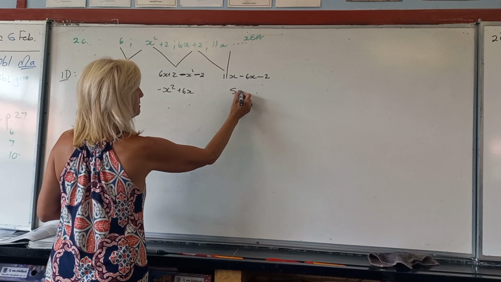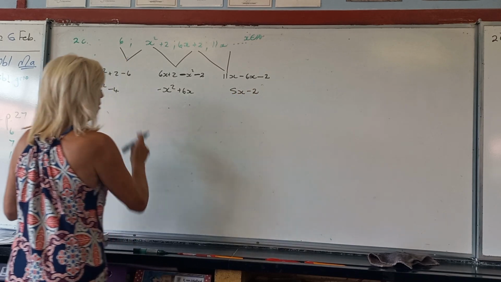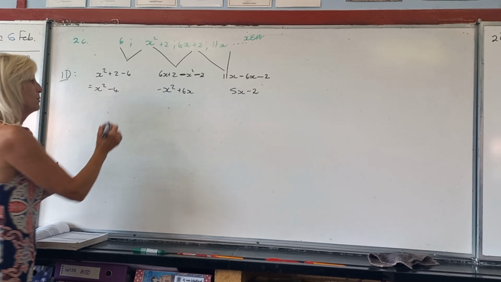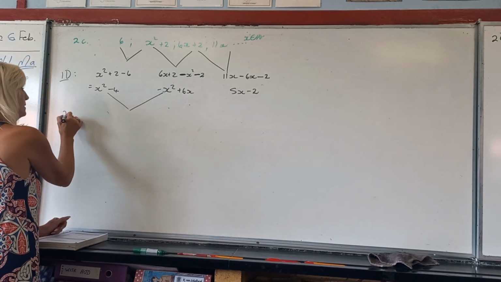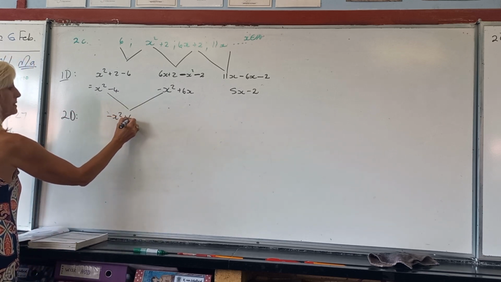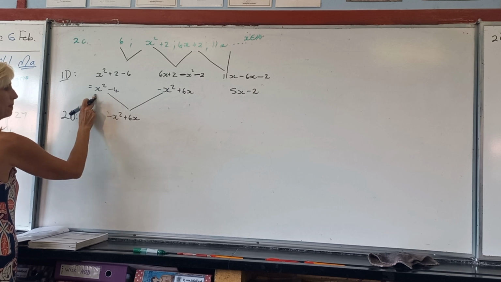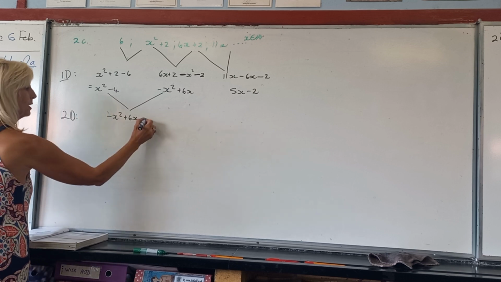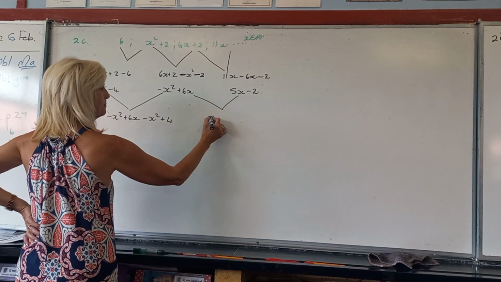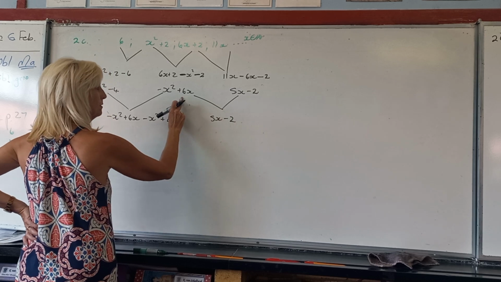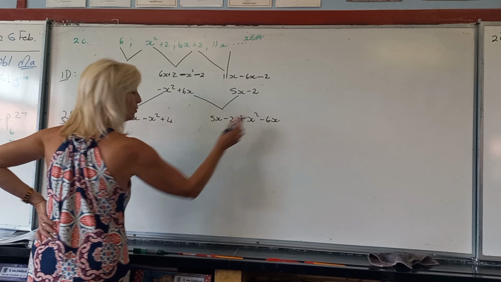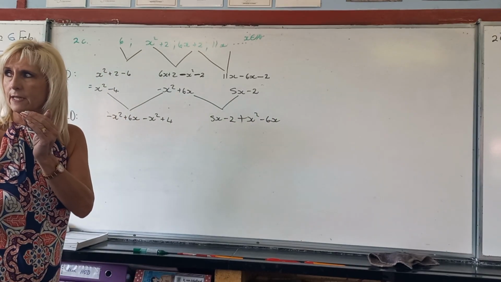This will be 5x minus. Are they equal to each other? No, because it's first difference. We still have to go and look at the second differences, which will be negative x squared plus 6x minus x squared plus 4. And for these two subtracted, 5x minus 2 plus x squared minus 6x. Are you with me? Yes, ma'am. Put it in a bracket if that's going to help you.